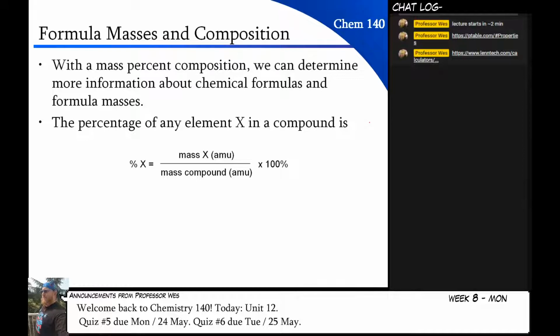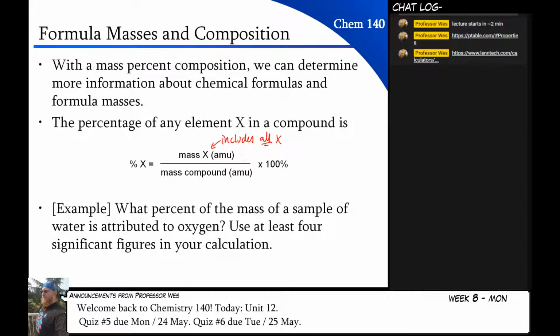Now, it's important to note that this includes all of the X in the compound. So don't just say, oh, well, X is oxygen, so I'm going to put 16. If you have 4 oxygens, you do need to multiply that by 4 because those 4 oxygens are part of the mass. So include all the oxygen in your compound if you're doing percent O, include all the hydrogen in your compound if you're doing percent H, and so on and so forth. Once you know this ratio, you multiply by 100% to get the percentage of your element in that compound.